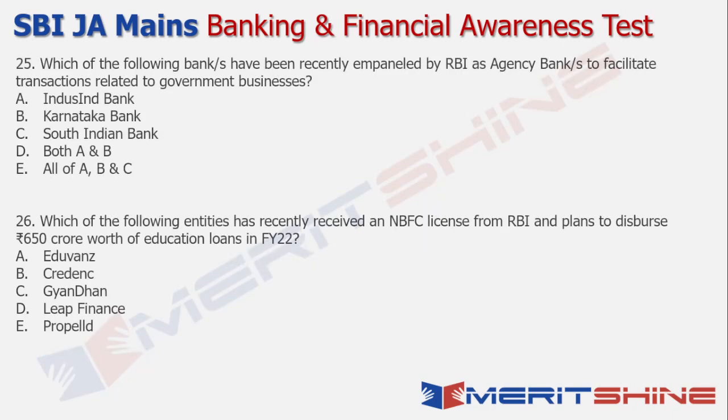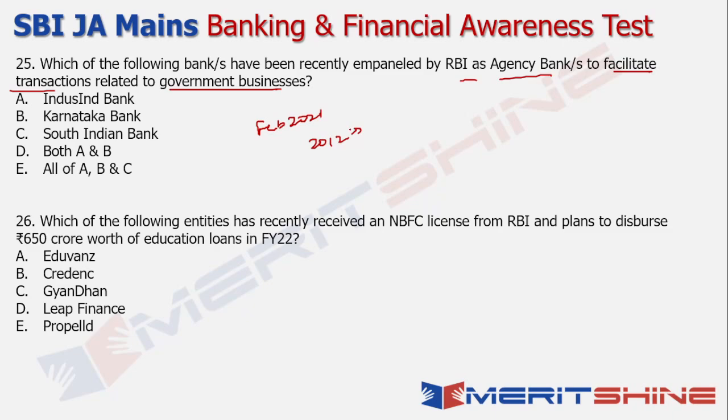Moving on to the next set of questions. Question 25 talks about which of the following banks have recently been empaneled by the RBI as agency banks in order to facilitate transactions related to government business. So in Feb 2021, what RBI did was remove the ban which it had imposed way back in 2012 over the appointment of scheduled private sector banks as agency banks of RBI. So there was a ban imposed in 2012 for appointing scheduled private sector banks as agency banks of RBI.